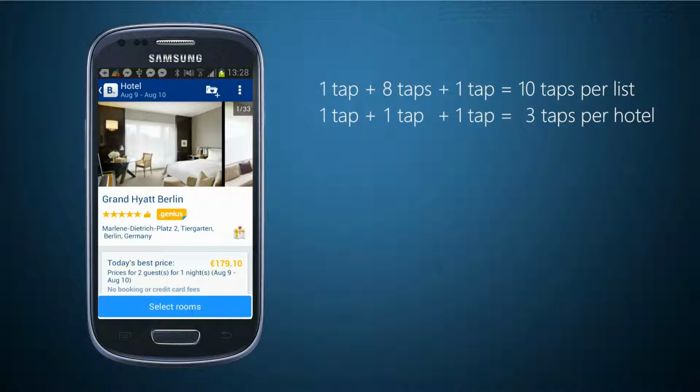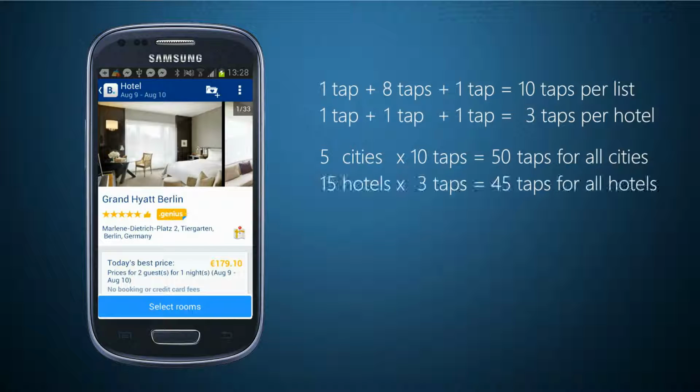Let's say I want to plan a trip through 5 different cities. And for each city, I review an average of, let's say, 3 hotels. That adds up to a total of 50 taps for the lists and 45 taps for the hotels, so 95 taps in total. Let's see if we can bring that figure down.